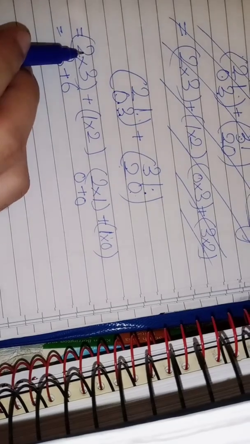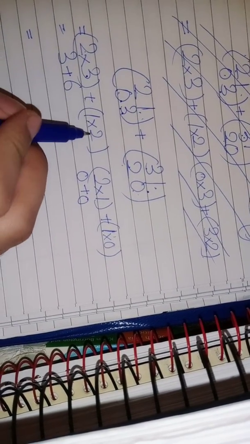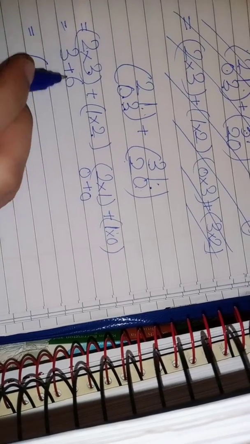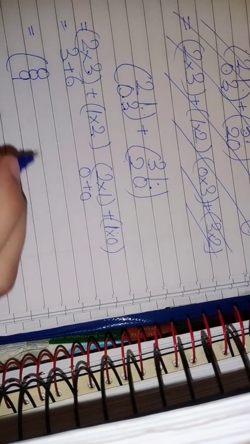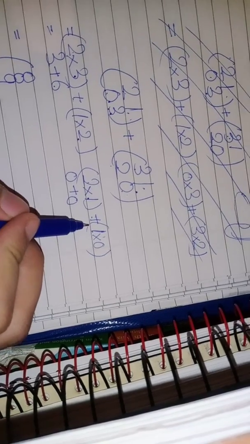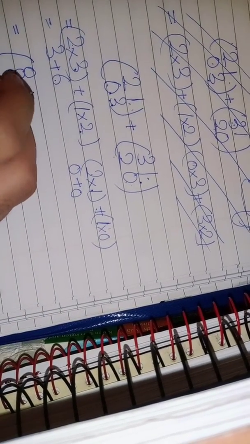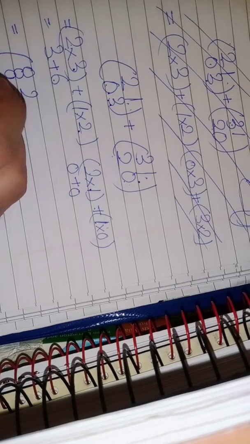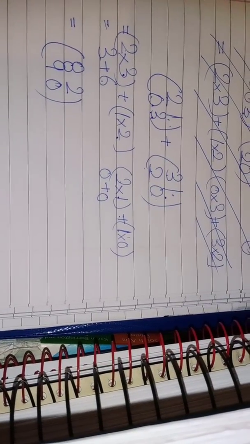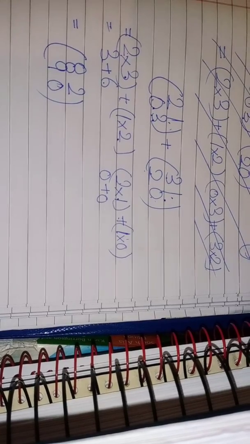So since we know 2 into 3 is 6, 6 plus 1 into 2 is 2. That is 8. 6 and 3, that is 9. 2 into 1 is 2. Plus 1 into 0 is 0. So 2 plus 0 is 2. And 0 plus 0 is 0. That is how you multiply in matrices.